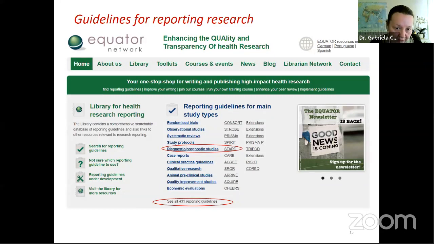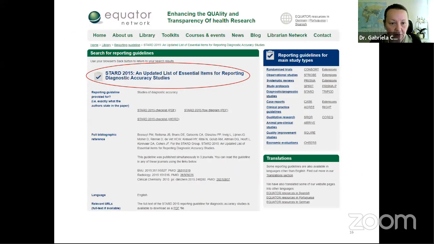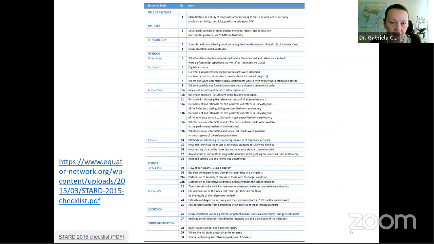These are the main guidelines, the blue ones, but then when you see here, there are another 431 reporting guidelines that are not on the screen. And I also circled these diagnostic and prognostic studies guidelines that are called STARD. And this is how they look. When you click on it, it will tell you some history about these guidelines. And when you click on it further, it will give you a list of things that you need to check when you are reading a title, when you're reading an abstract, etc.